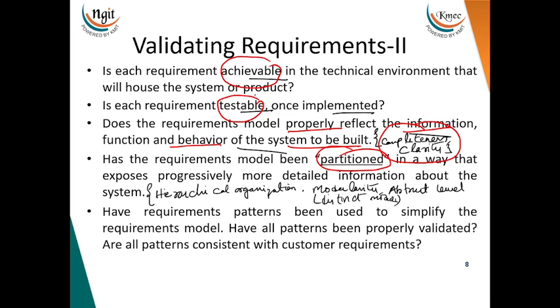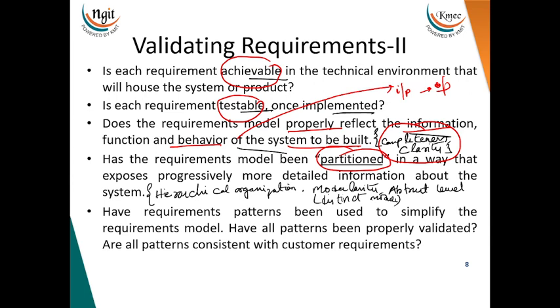So in this one, each requirement should be achievable in the technical part, and once it is implemented, it has to be tested. All the behavior of the model is explained clearly. What do you mean by behavior? If some input occurs, then what will be the output of it, correct? So you are changing the environment in that part. And the next part is partition. What do you mean by partition? If any requirement has a hierarchy part, that has to be clearly explained.